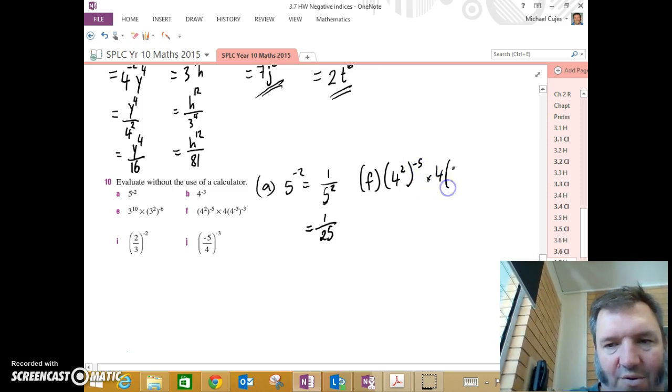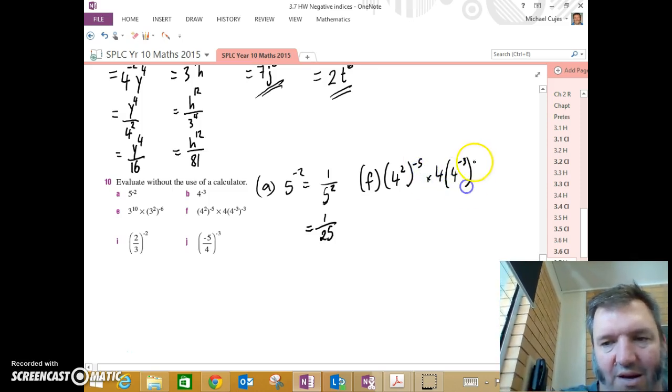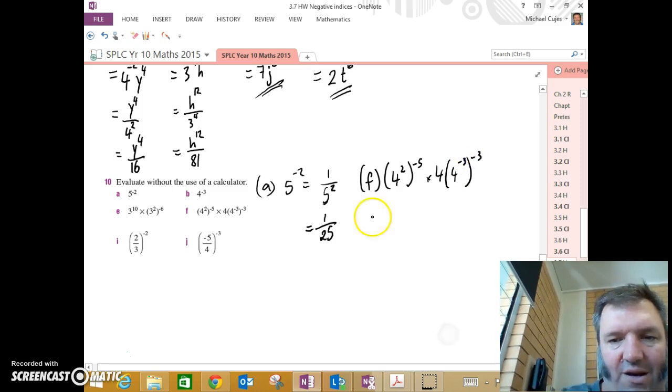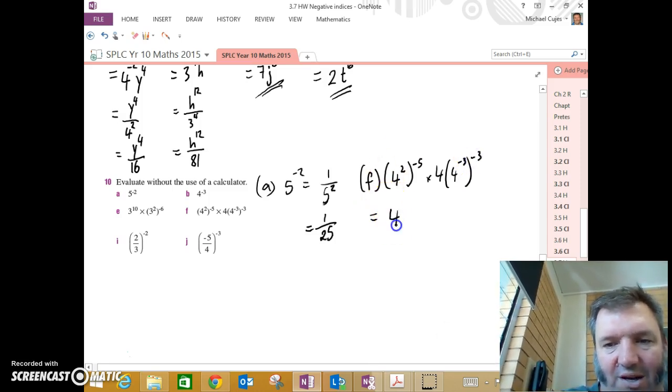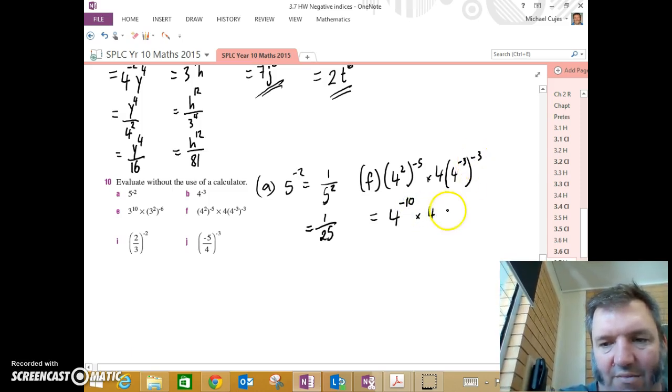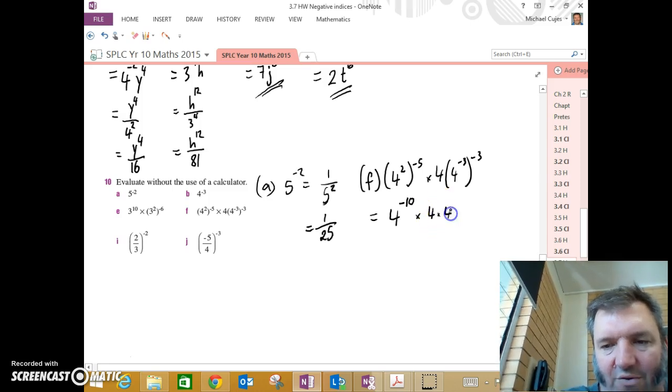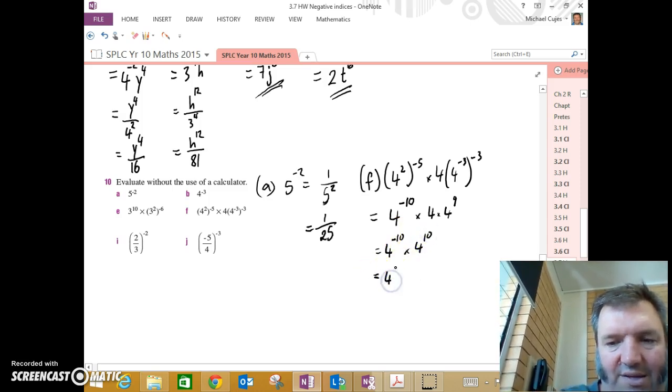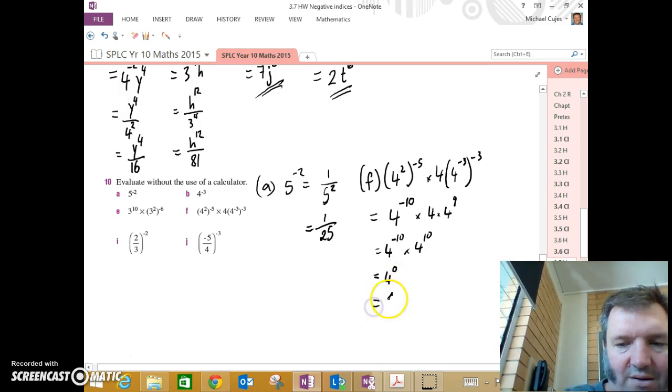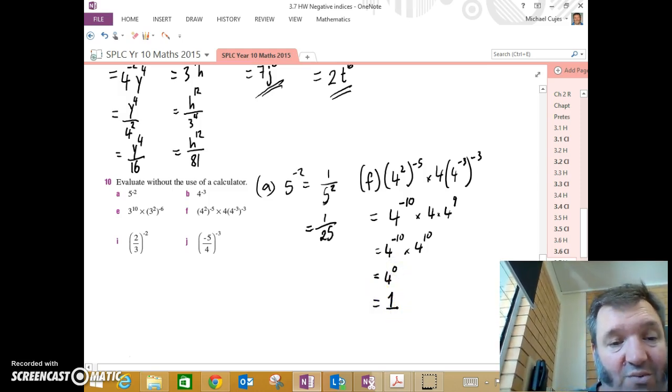Multiplied by 4 to the negative 3, all to the power of negative 3. Wow, let's do this left-hand term first. I get 4, 2 by negative 5 is negative 10. On the right I've got 4, negative 3 by negative 3 is 4 to the power of 9. Wow, I've got 4 to the negative 10 multiplied by 4 to the power of 10. Negative 10 plus 10, that's 0. So that entire expression just simplifies to 1.